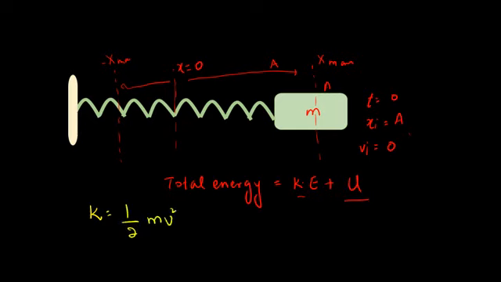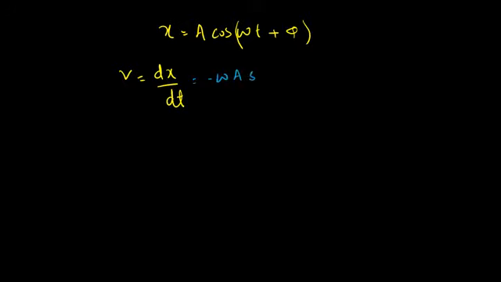We also know that in the case of simple harmonic motion, we can represent the motion by x equal to A cos(ωt + φ). Then the velocity is equal to dx/dt, which is equal to minus ωA sin(ωt + φ).